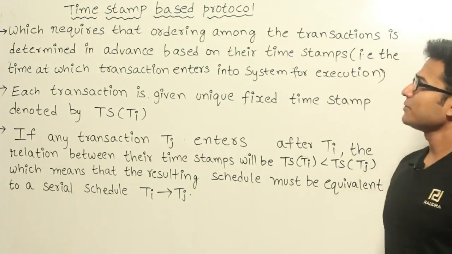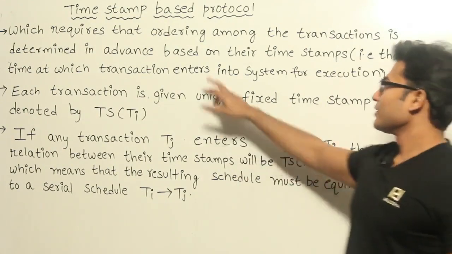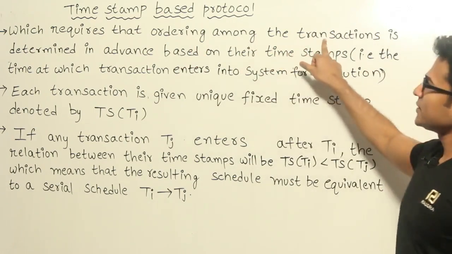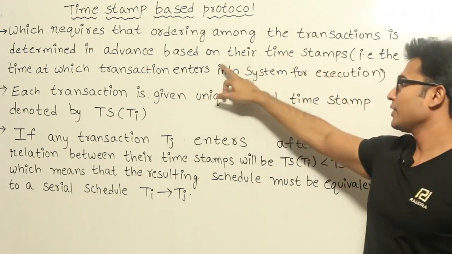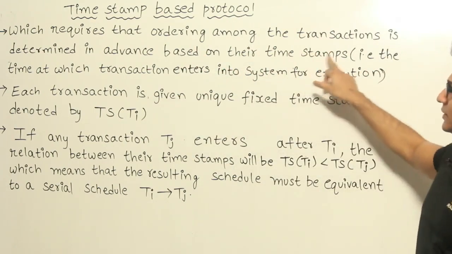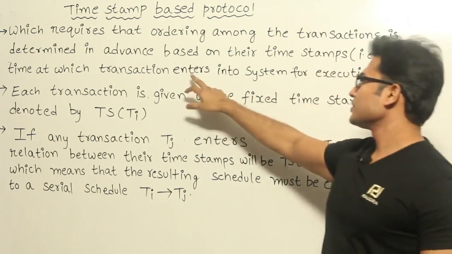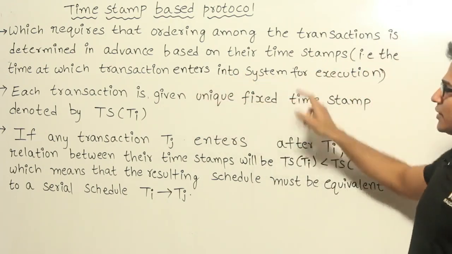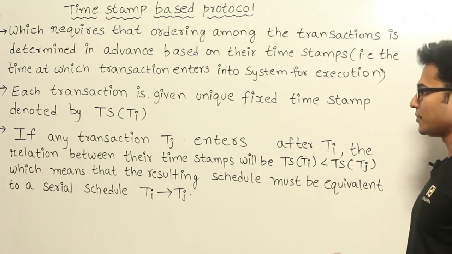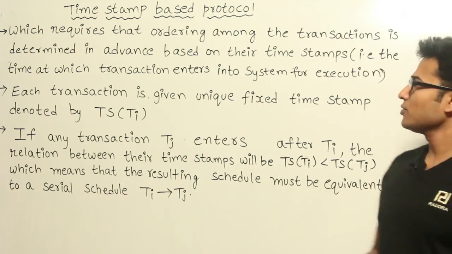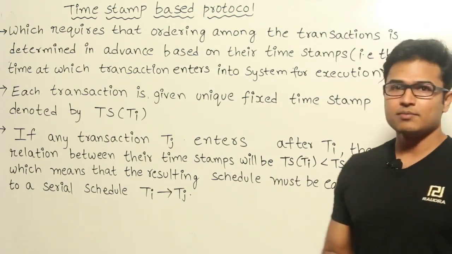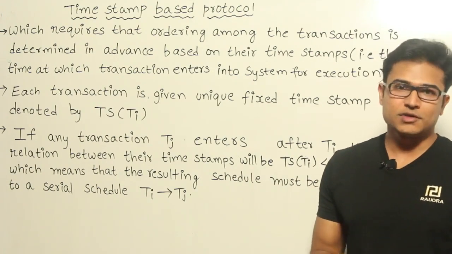Now let's see this timestamp based protocol. It requires that ordering among the transactions is determined in advance based on their timestamps, that is, the time at which a transaction enters into the system for execution. So what they mean to say is, we are going to order the transactions based on the time at which they enter into the system.